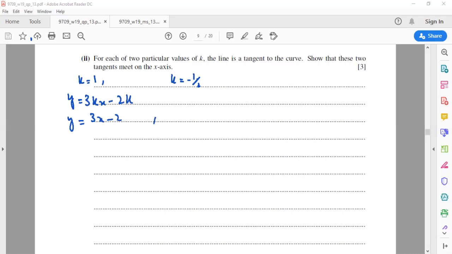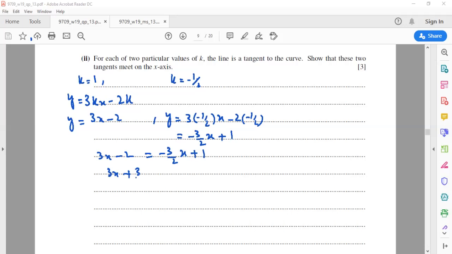And if we place k equals to minus 1 over 2, this becomes 3 into minus 1 over 2 into x minus 2 into minus 1 over 2, which becomes minus 3 over 2x plus 1. So these two lines meet at x-axis. So eliminate y from there. So 3x minus 2 is equals to minus 3 over 2x plus 1.